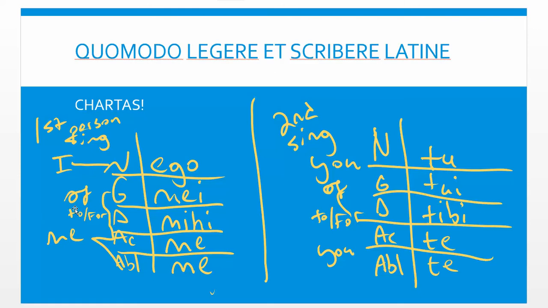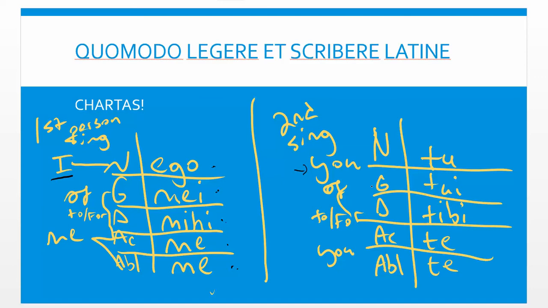Here are the charts. Sorry, the writing's kind of bad. We'll start with the first person pronouns. So over here on the left, first person pronoun is I in the nominative and me for the other cases. So of me, genitive, or to or for me, dative. Accusative and ablative are both just me. In Latin, it's pronounced ego, mei, mihi, me, me. Pronounce that for you again. Ego, mei, mihi, me, me.